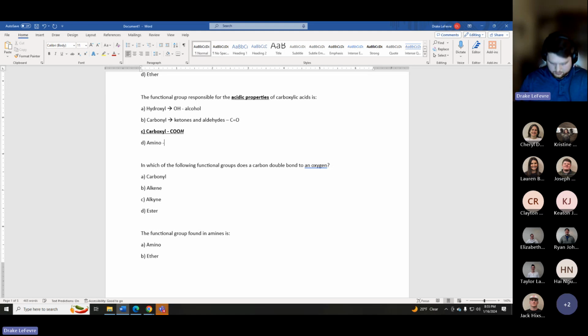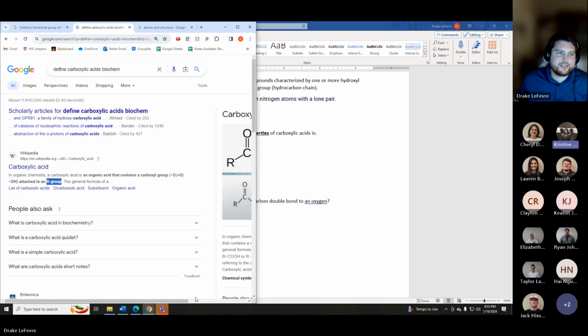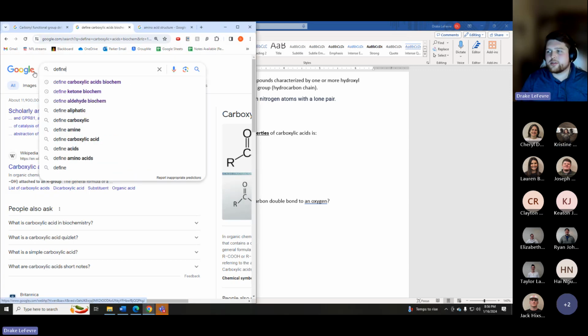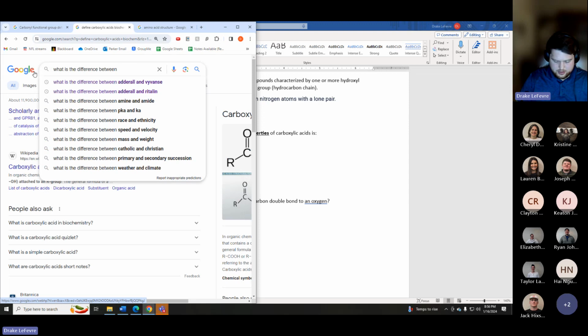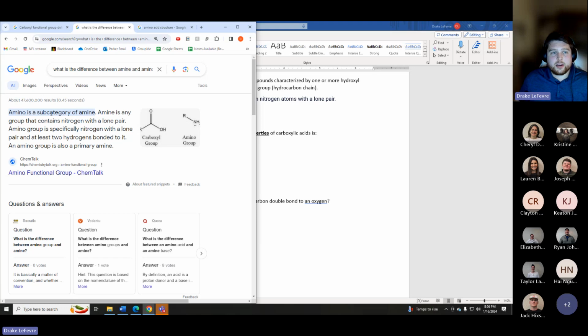Amino. Now, here's something interesting. We have amino and we have amine. What's the difference? I don't know. Where do we go? Almighty Google. You will get so sick of Google, I promise. So literally, what is the difference between amine and amino? Amino is a subcategory of amine. Amine is any group that contains nitrogen with a lone pair. Amino group is specifically nitrogen with a lone pair and at least two hydrogens bonded to it.